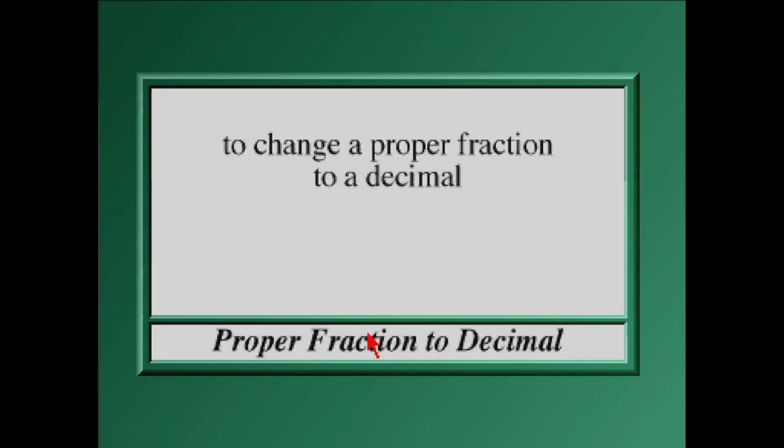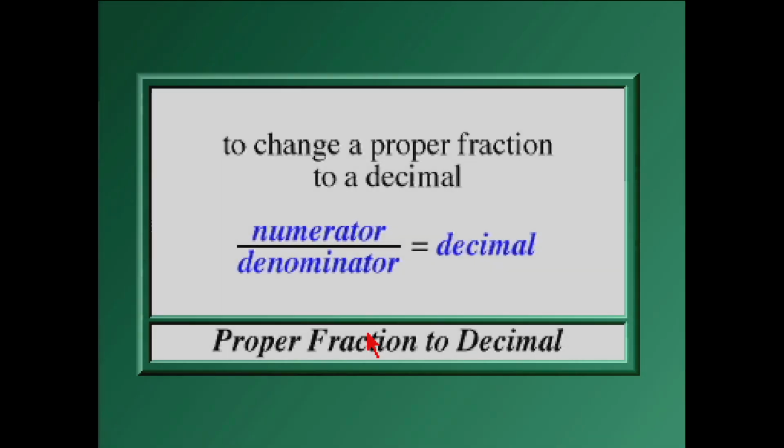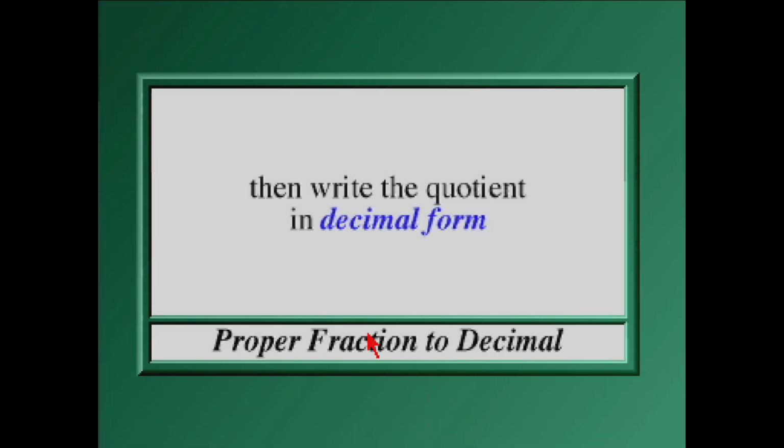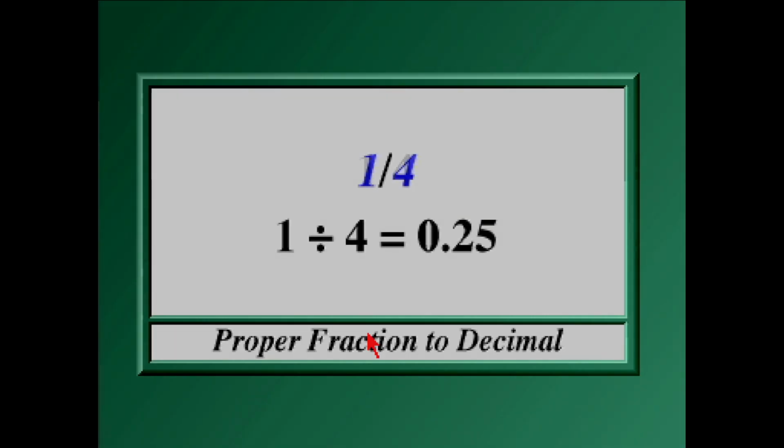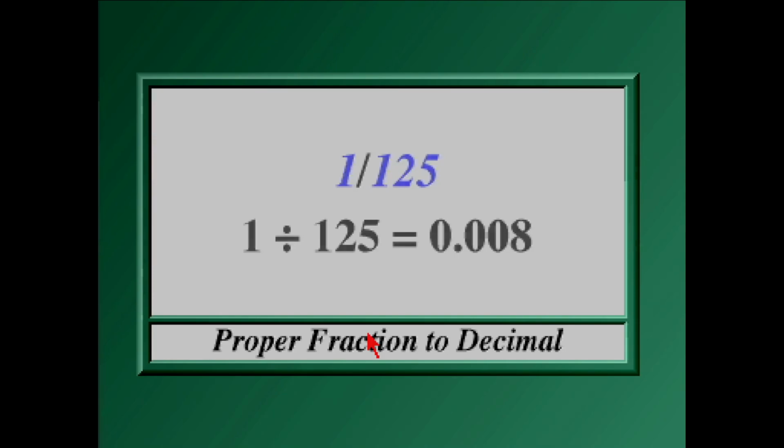To change a proper fraction to a decimal, divide the numerator by the denominator. Then, write the quotient in decimal form. For example, to change 1/4 to a decimal, divide 4 into 1. The answer is 0.25. Change 1 over 125 to a decimal. First, divide 1 by 125. The decimal becomes 0.008 or 8/1000ths.